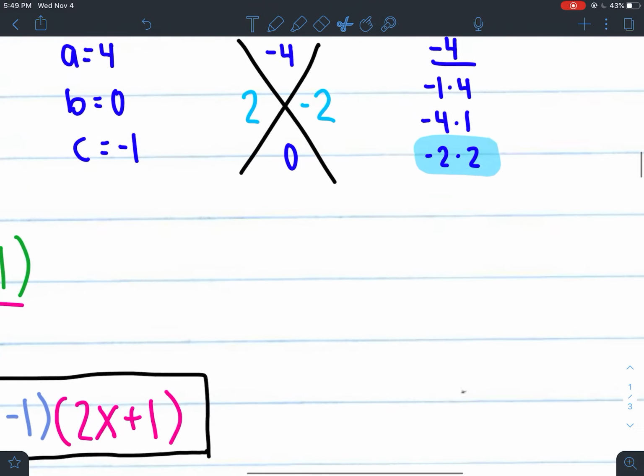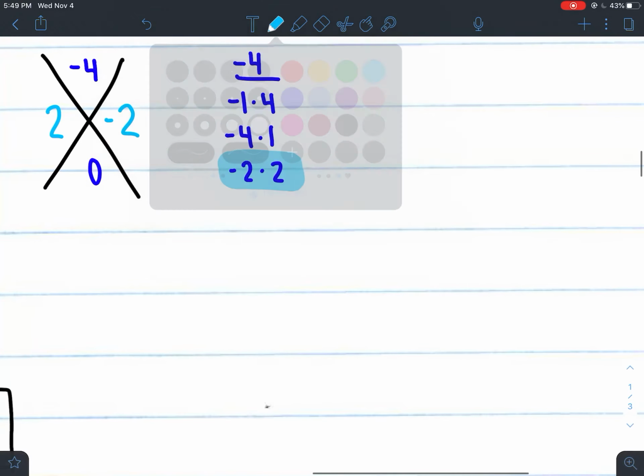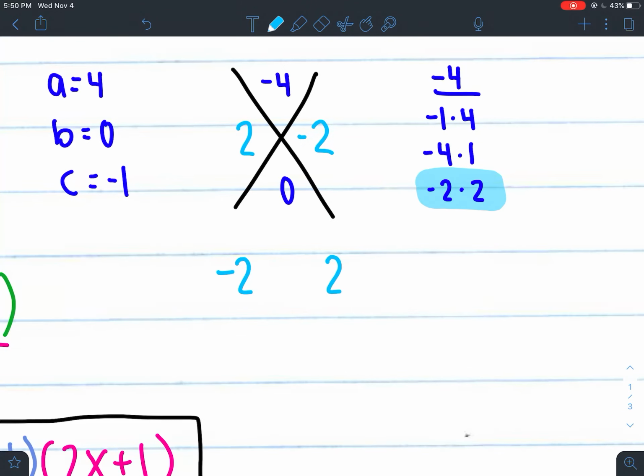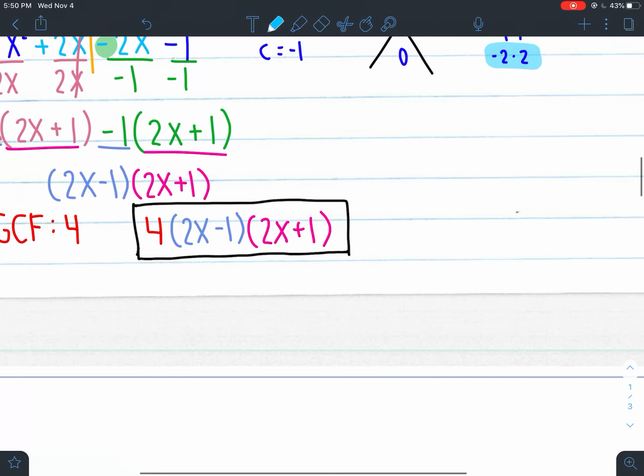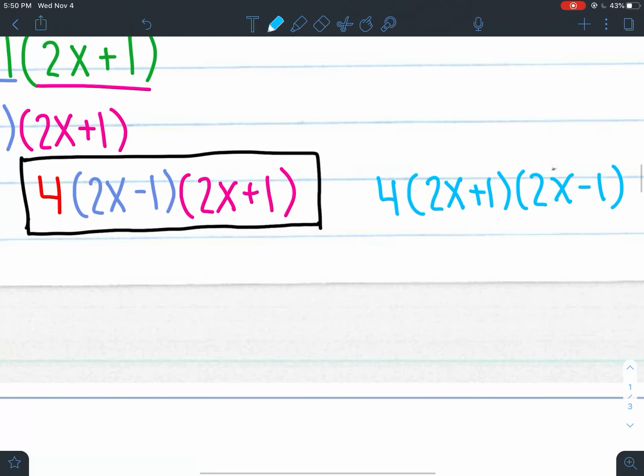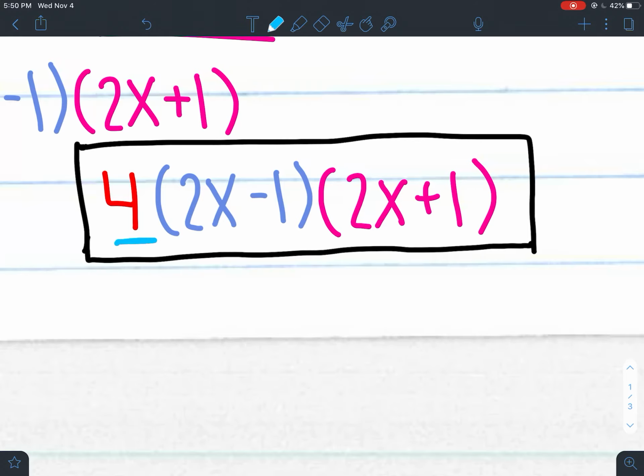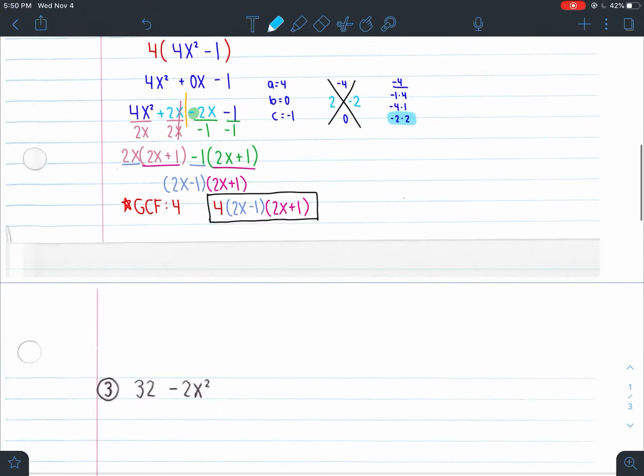Okay, so also if you decided to do negative 2 and positive 2 instead, you would end up with this as your answer, 4, and then 2x plus 1, 2x minus 1. So if you look at your two expressions here, they are exactly the same except the parentheses are switched around. But remember when we're multiplying, the order that we multiply things doesn't really matter, right? 3 times 4 is the same thing as 4 times 3. So the fact that the parentheses are switched around is still okay. So I have 3 factors here. 4 is a factor, 2x minus 1 is a factor, and then 2x plus 1 is a factor. So I have 3 factors going on.